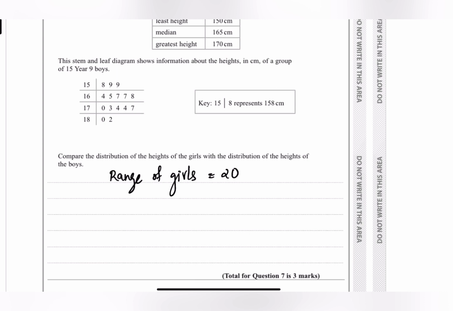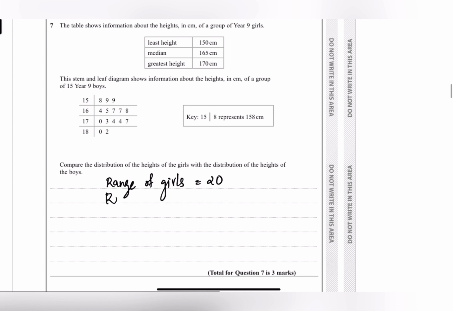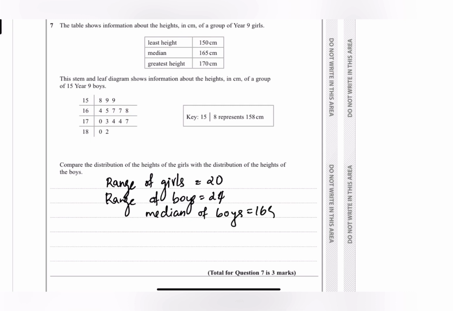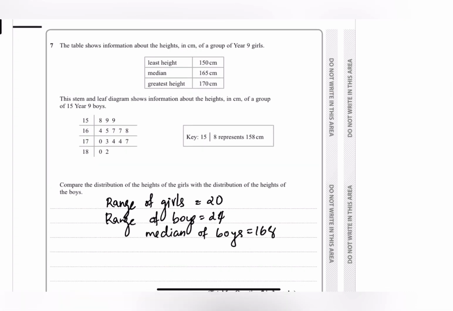Next you have to find the range and the median. You can do the comparison using the range, or you can find the median. So the range of boys will be 24 when you do the calculation. Similarly, the median of boys will be 168. So you can say the median height of girls is 165, which is less than the median height of boys, which is 168, and the range of the girls, 20, is less than the range of the boys, which is 24. So you can do any of these comparisons as you wish.